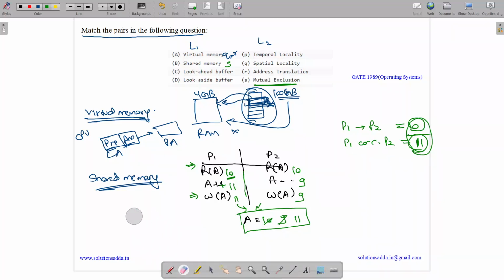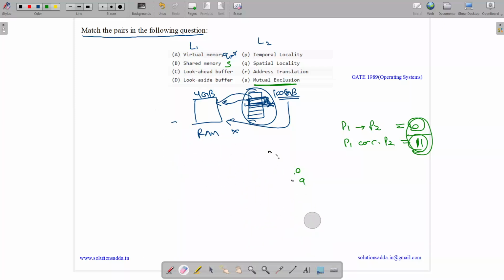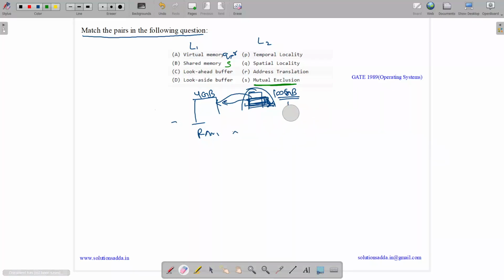Now, let us see the other two concepts. So, the third concept is of look ahead buffer. So, what is a look ahead buffer? Look ahead buffer works something like this. Let us suppose, as we know, CPU always generates a logical address. Okay, so let us see.